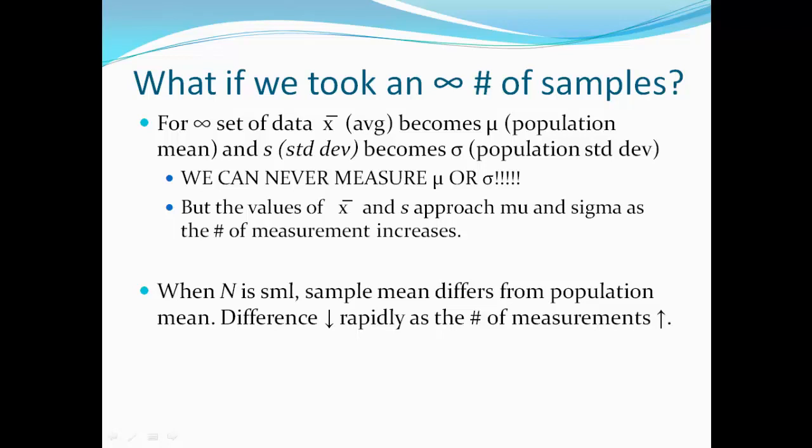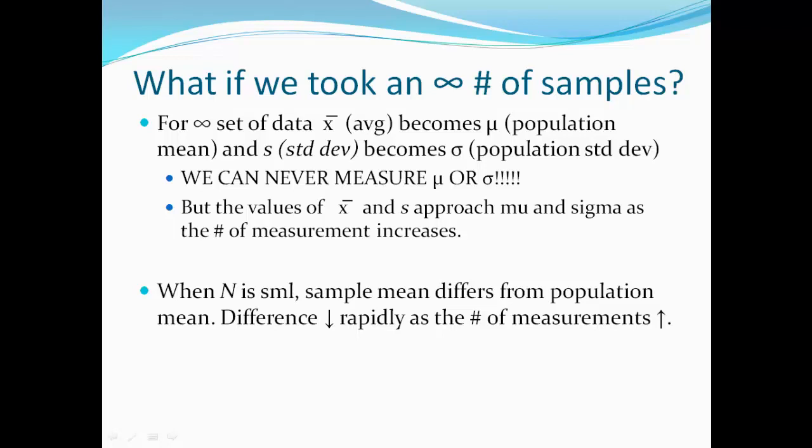So when n is small, when the number of samples is small, the sample mean, the sample average, differs from the population mean. And of course, that's because the small sample of the data doesn't really represent the population. But the difference starts decreasing really, really fast as the number of measurements increase. As a summary, the sample mean is the average of the limited sample. The population mean is the true mean for the population. We can't ever measure the true mean or sigma, the true standard deviation, because it's infinite. It would require an infinite number of samples.